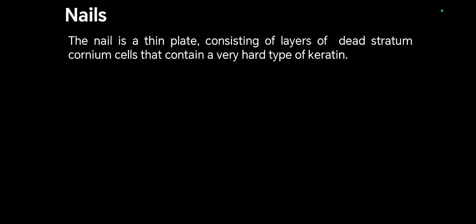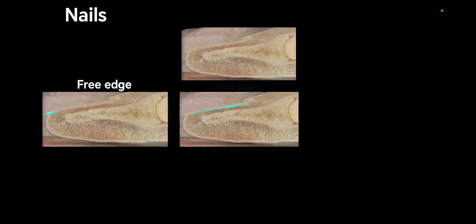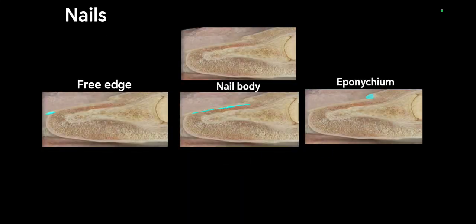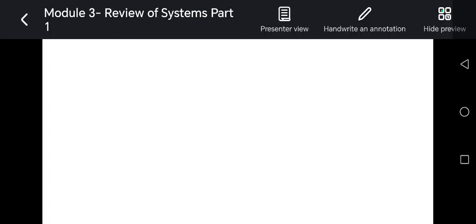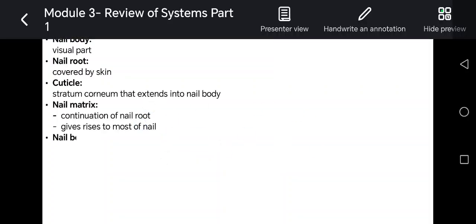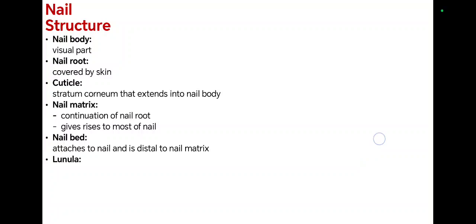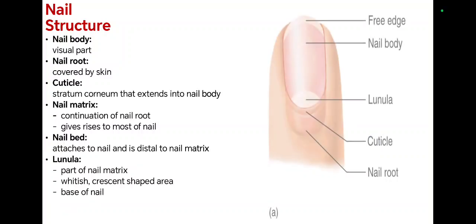Okay, for the nail, it is a thin plate consisting of layers of dead stratum corneum cells that contain a very hard type of keratin. So you have here the free edge, the nail body, and the eponychium, and then the nail root and the nail matrix. The nail body is the visible part of the nails.